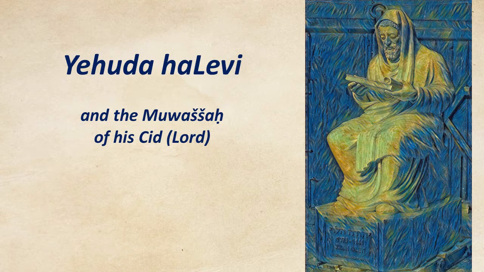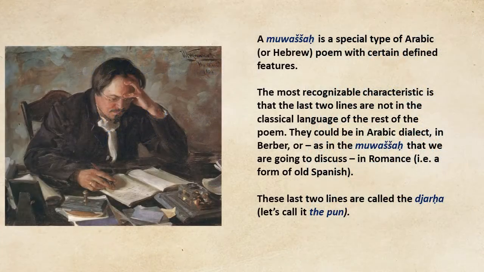Let us look at a very special poem by Yehuda HaLevi. It's called a Muwaššaḥ, and we will explain what that means. It's a Muwaššaḥ of his Cid, of his Lord. It's all very cryptic right now, but hopefully soon we will all have some clarity what this means. Okay, well, let's first explain what a Muwaššaḥ is. What kind of a poem is that?